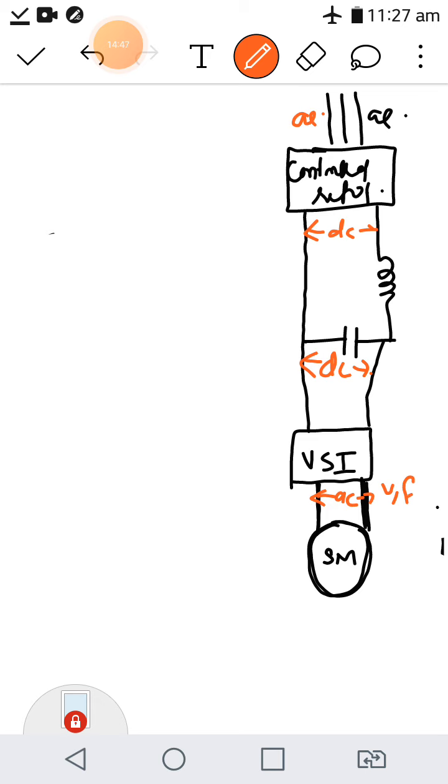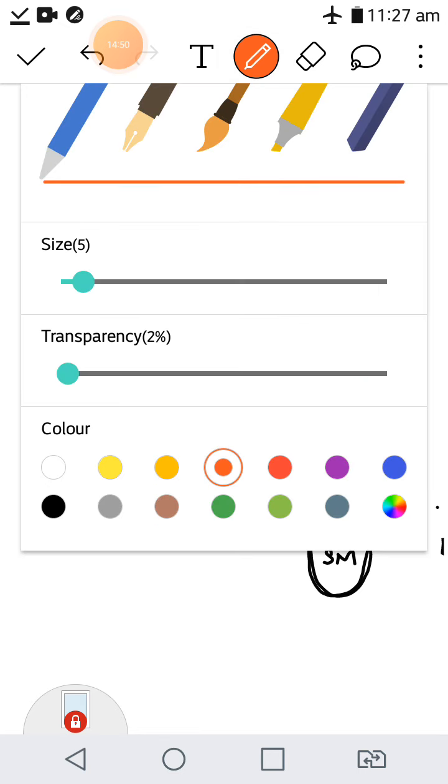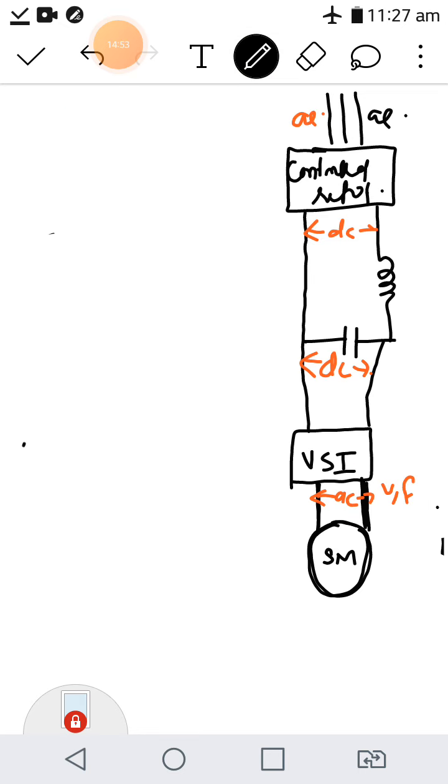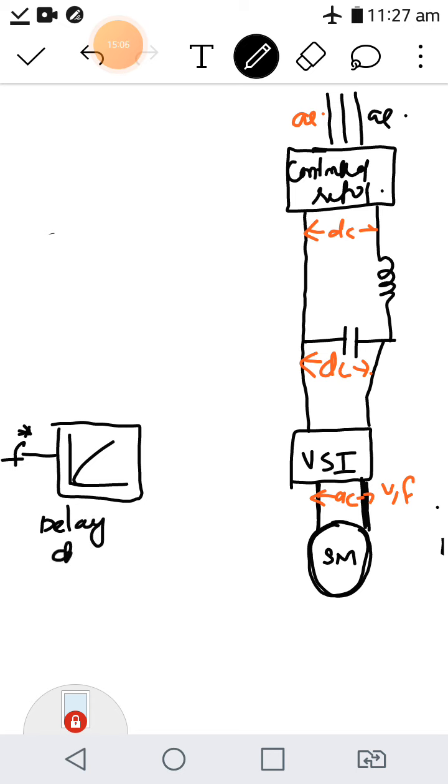Now the open loop control is like this. You will be giving the desired frequency command, the desired frequency for desired speed, and it is given to this VSI by providing a delay circuit. This block is known as the delay circuit. Why the delay? So that the rotor speed is able to track the changes in frequency. If you give it all of a sudden, the rotor may not be able to catch up. That is the reason why you are using a delay circuit, and this frequency is given to the VSI, so that the VSI switches can be turned on and off based on this frequency.